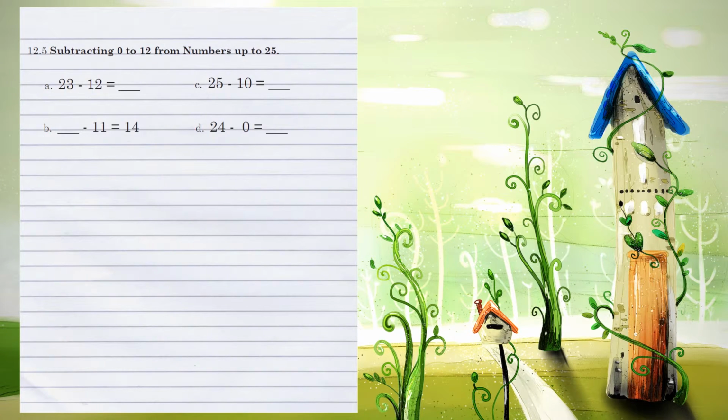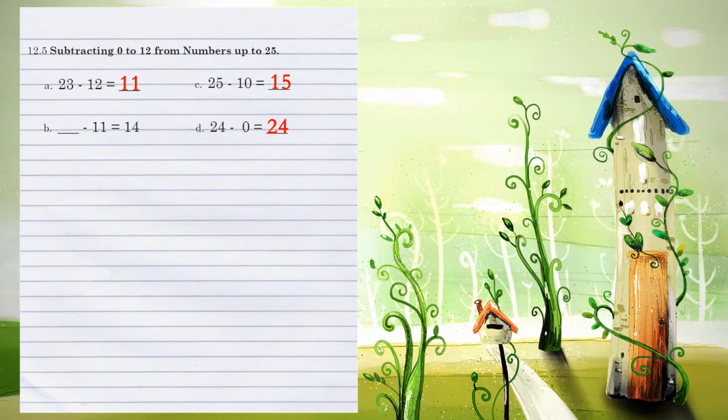Unit 12.5, subtracting 0 to 12 from numbers up to 25. Example A, 23 minus 12. Let's first take a look at our ones position. We have 3 minus 2. That gives us 1. We now have 2 numbers in our tens position. So 2 minus 1 is 1 for an answer of 11.